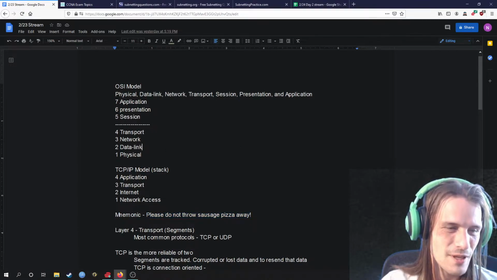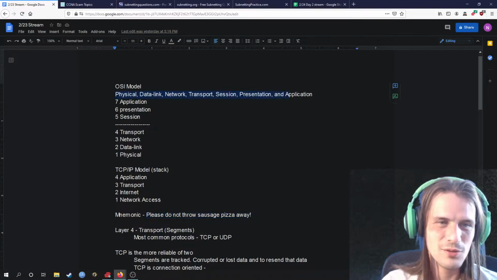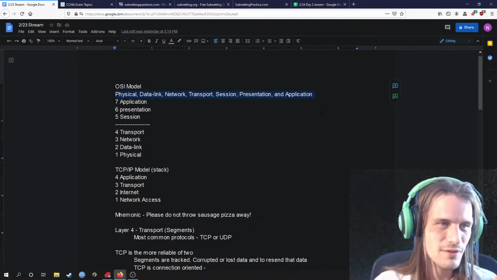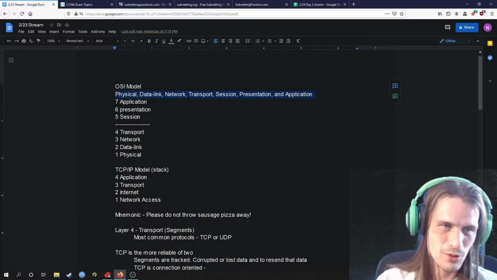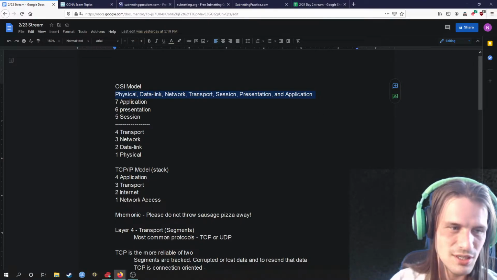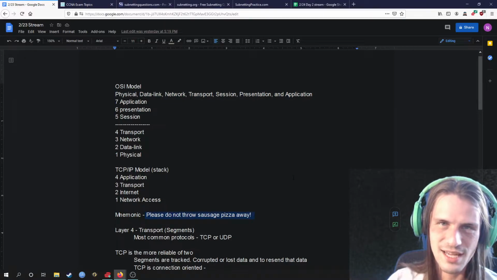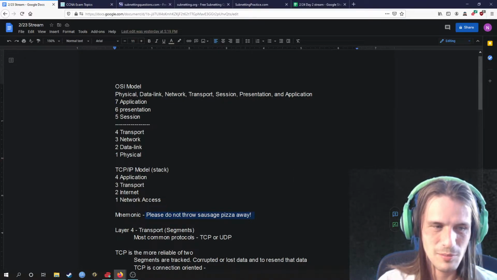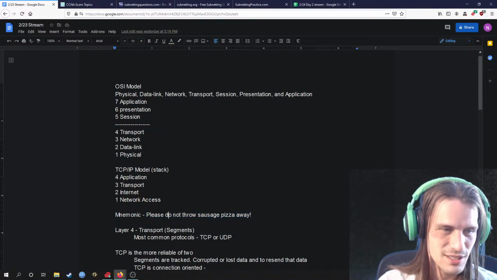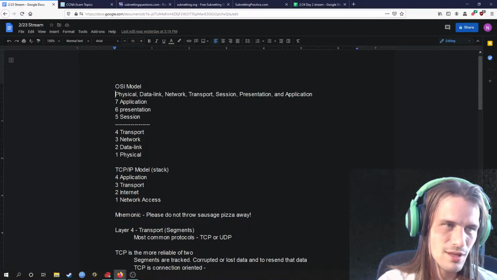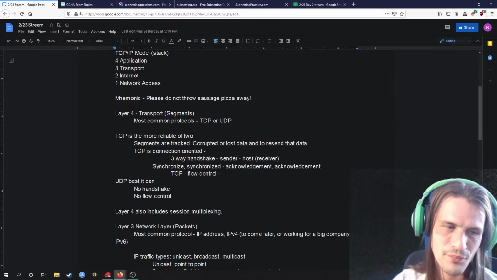So again, a mnemonic is just a way of learning something, because it's so hard to remember this in order: physical, data link, network, transport, session, presentation, application. So you give yourself a little fun saying to remember it, and then the first letter of each one of these coincides with the OSI level.